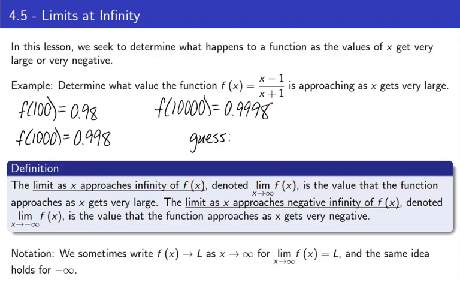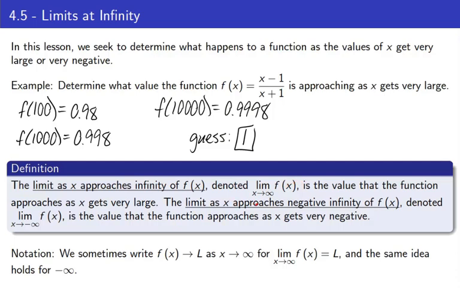Here are the values that I get whenever I plug these into the function. It's pretty clear that the values are getting closer and closer to 1. So that's going to be our guess of what's going on as x is getting very large. This is our official setup for this. So we've got the limit as x approaches infinity of f of x. This is the value that the function is approaching as x gets very large.